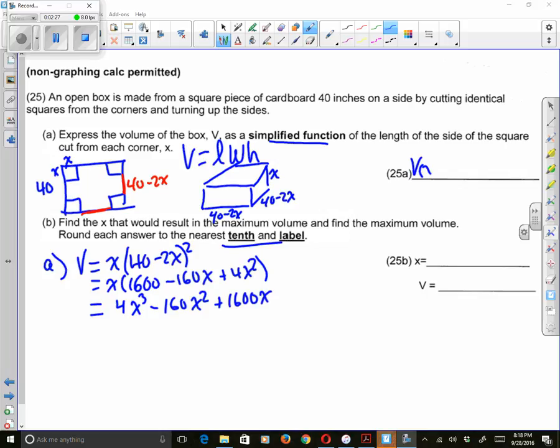V of x is equal to 4x cubed minus 160x squared plus 1600x. Let's write that so we can read it. All right. Find the volume, or find x that would result in the maximum volume.